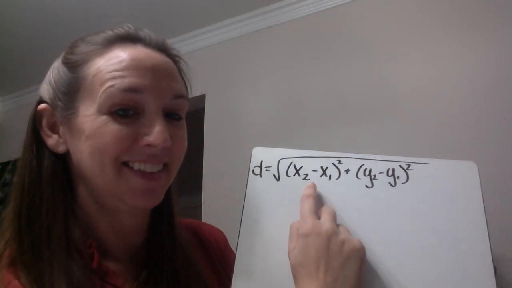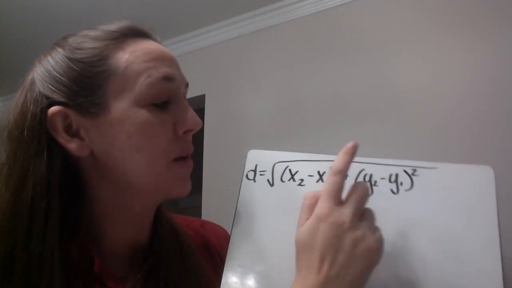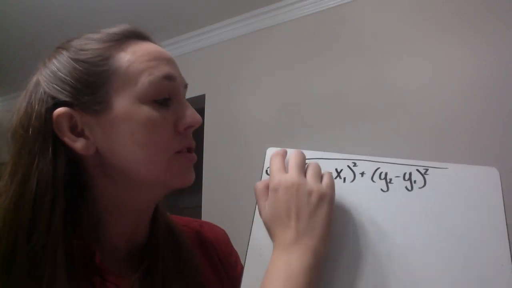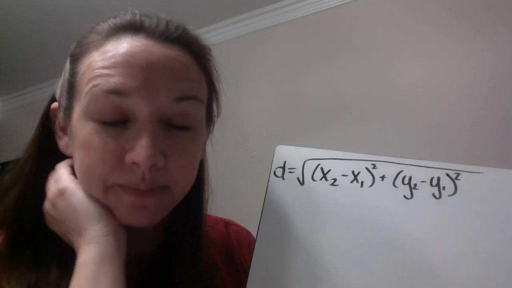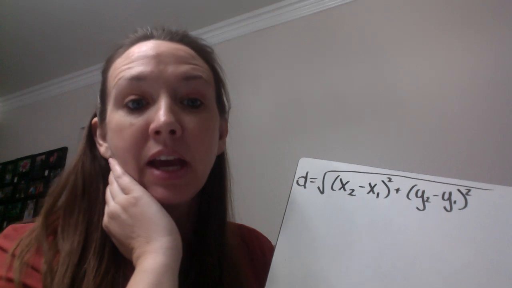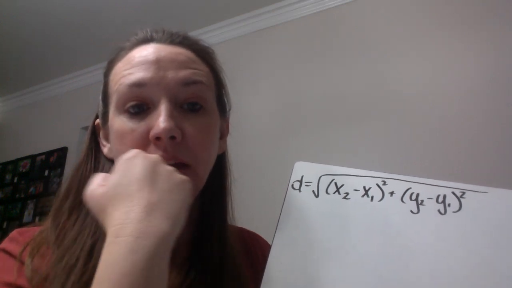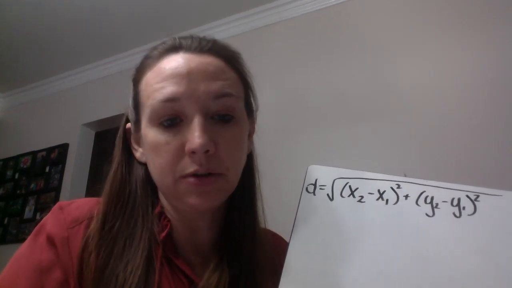Okay, now you're going to sing it with me. Ready? Let me try it. x2 minus x1 squared plus y2 minus y1 squared. Take the square root of it all. That's the distance formula. Okay, so now we're going to try it with an example that we did in the notes, and then we'll do the rest of the examples that are in the notes as well.